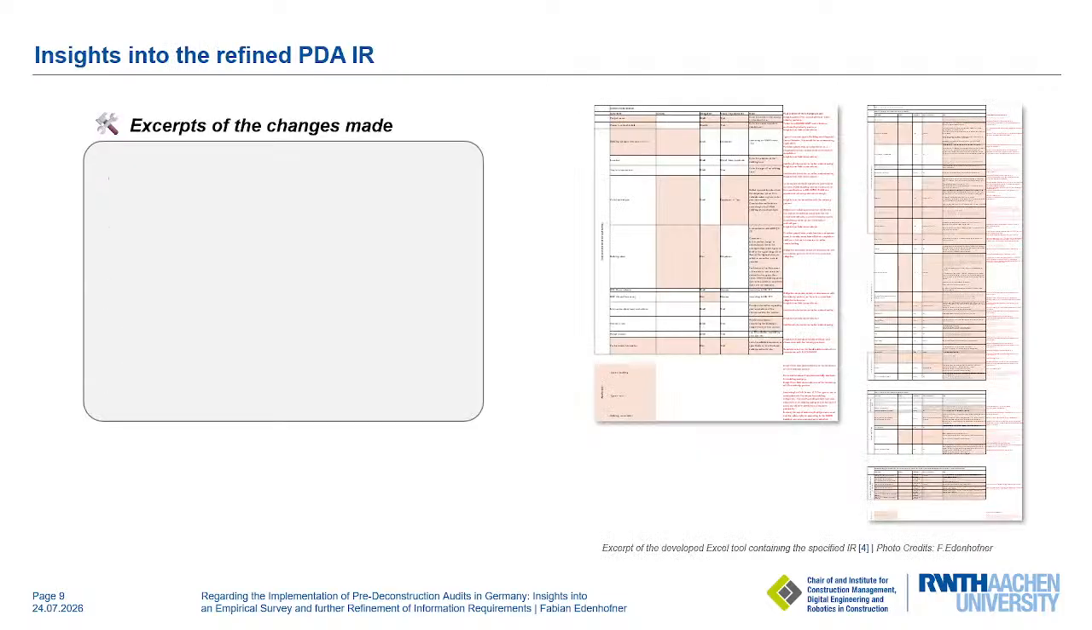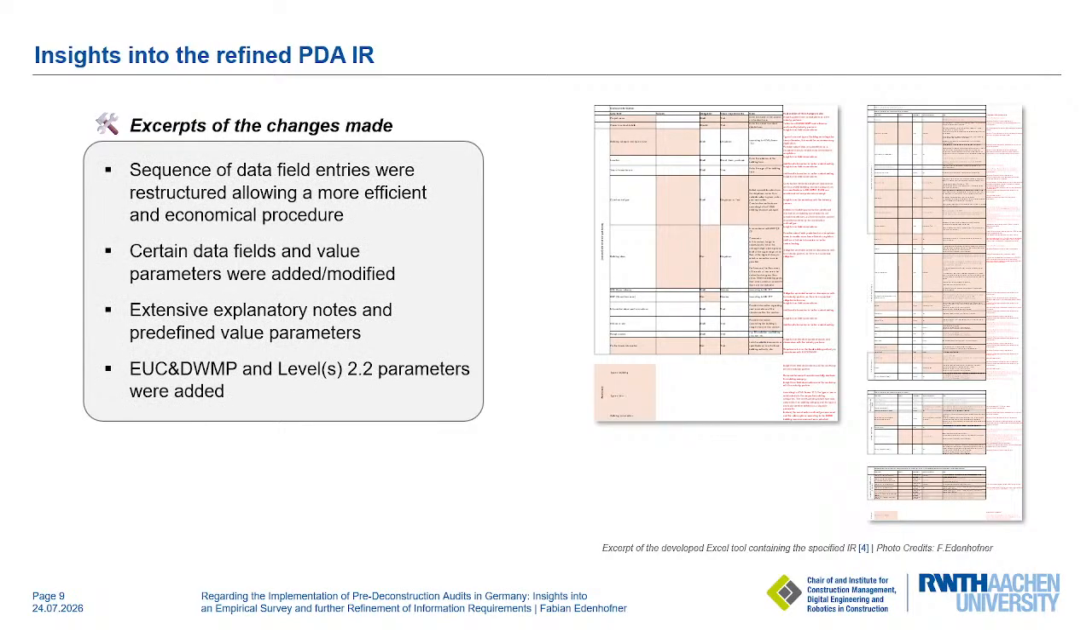So regarding the PDA information requirement, like I said, we gathered everything in long Excel sheets, and you can get those Excel sheets in our Zenodo repository. We highlighted all the changes we made in peach and also gave explanatory notes in red to understand why we made those changes. And now a few excerpts of the changes we made.